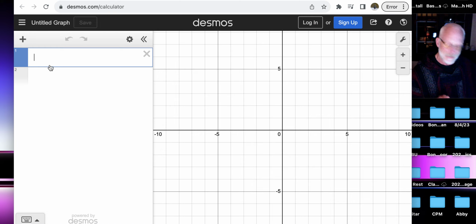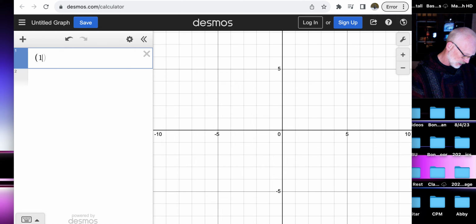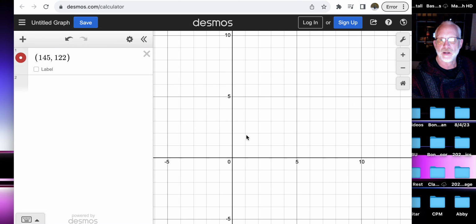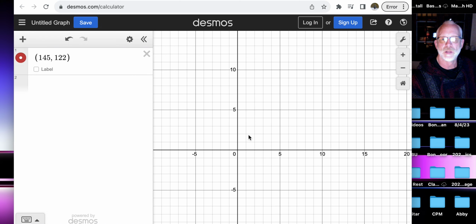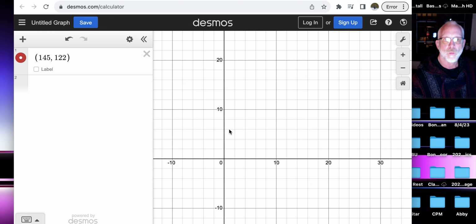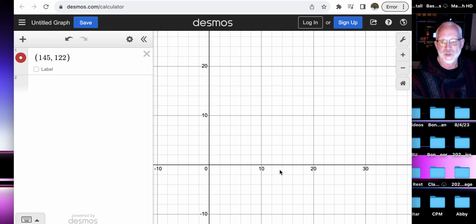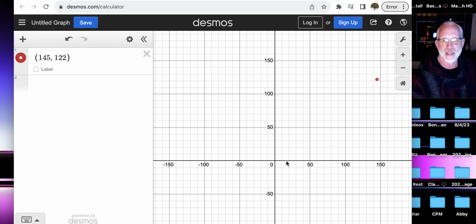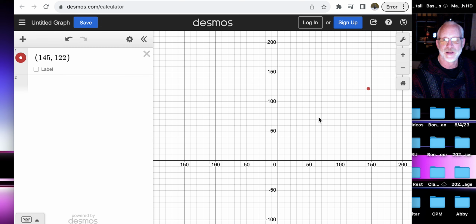So for example, let's say somebody was 145 centimeters tall, comma, how high could they reach? They could reach 122. Parenthesis. I don't see it anywhere, so we might have to scroll out. And the x-axis down here, this is how tall the person is. Okay. And the y-axis is how high they can reach. So I scrolled out here and then I see it.